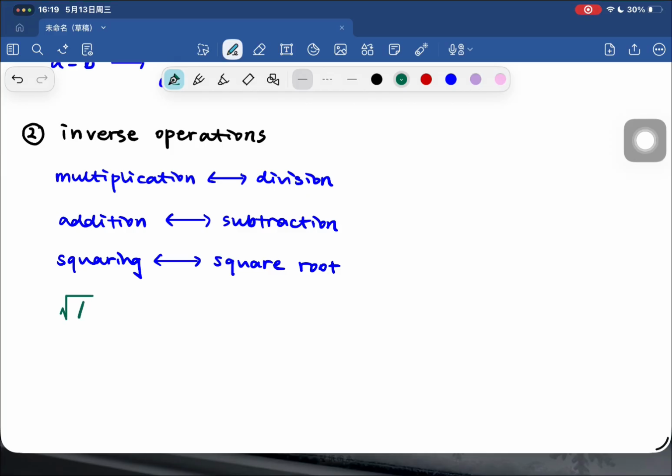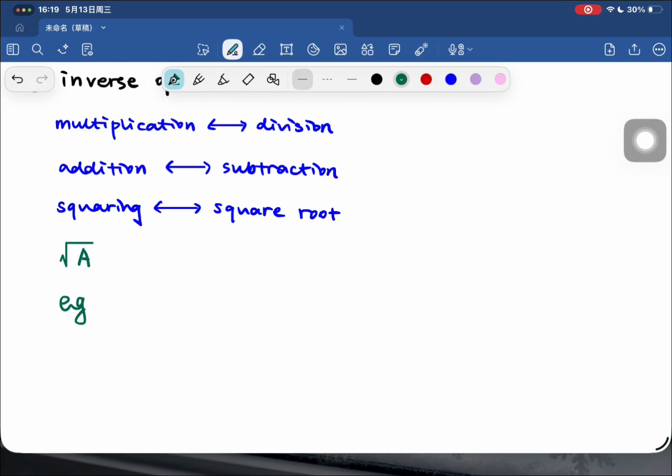The third idea is the square root itself. The square root of a means the non-negative number whose square is a. For example, the square root of 16 equals 4. This is really important because the square root symbol gives us the non-negative square root. So the square root of 16 is 4, not negative 4, even though both 4 squared and negative 4 squared equal 16. You might be wondering why this matters here.